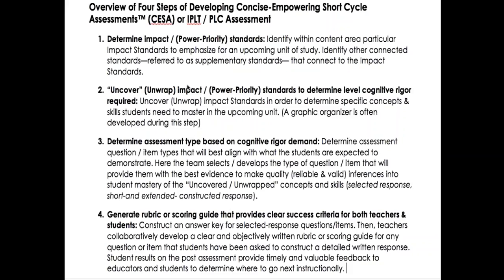If we look now on the additional handout that I provided, just the extra page, it's kind of the 4 steps of creating a quality short cycle assessment. We're down at step 4, generating the rubric or scoring guide that provides clear success criteria for both the students and teachers. If you see there, develop an objectively written scoring guide for any question or item the students have been asked to construct a detailed response. We're looking at constructed response items. The students' results on the post-assessment provide timely feedback to teachers and students for where to go next.